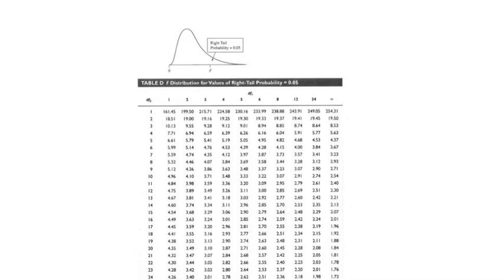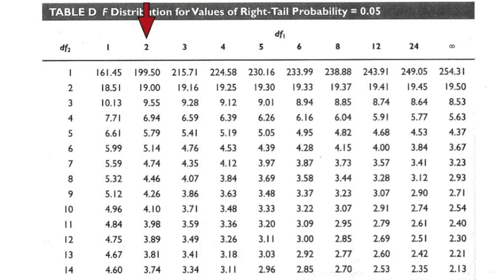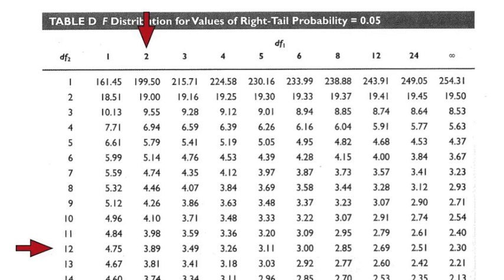This table summarizes the value of F that we need to exceed for a probability of error of 5% or less. The columns represent the number of degrees of freedom between the means. In this case, that's 2 degrees of freedom. The rows represent the number of degrees of freedom within the groups. In this case, that's 12.